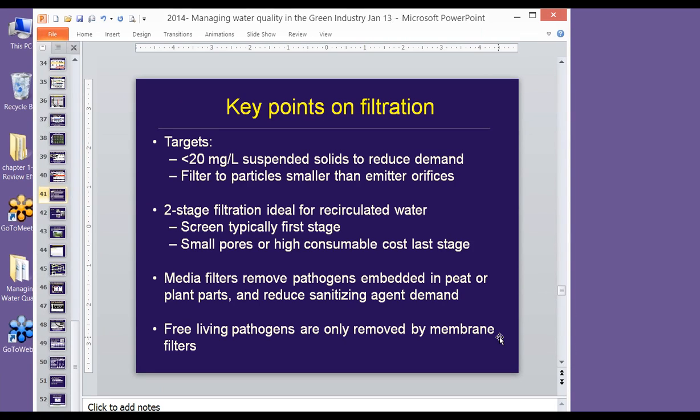And then going back to the pathogen issues, media filters can remove pathogens, but because it removes the pathogens that are embedded in organic matter. So it basically removes organic matter, and that's how pathogens are being removed. That also reduces sanitizing agent demand. But free-living organisms like Phytophthora zoospores can only be removed by membrane filters.